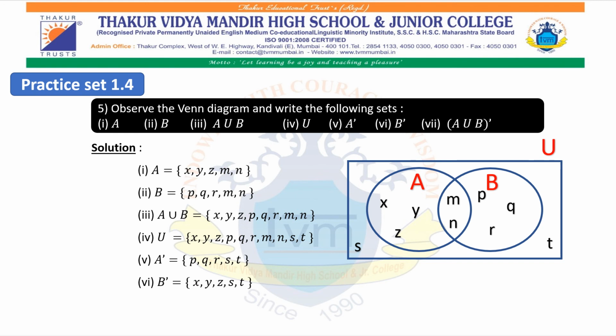And now they had said to write A union B complement. First we have to find A union B, which we had already done at point number 3. A union B complement means the elements which are not in A union B, but are in the universal set. Those elements have to be written. In this case, A union B complement equals S, T.